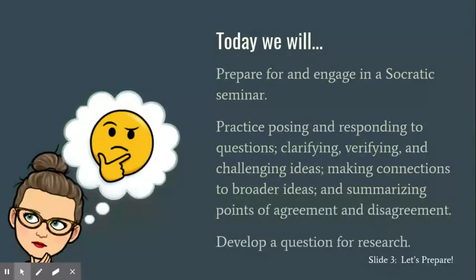Today we will prepare for and engage in a Socratic seminar, practice posing and responding to questions, clarifying, verifying, and challenging ideas, making connections to broader ideas, and summarizing points of agreement and disagreement. We will also develop a question for research.